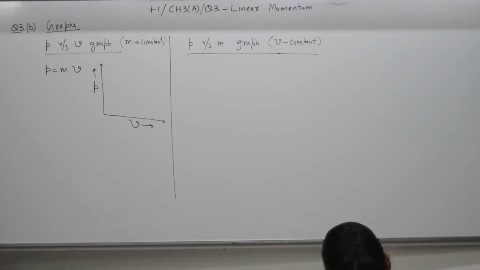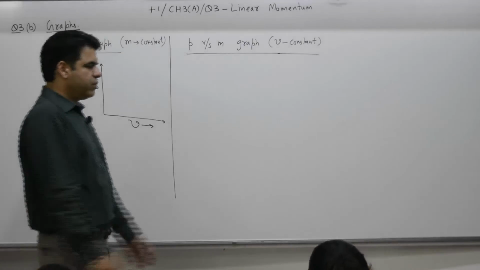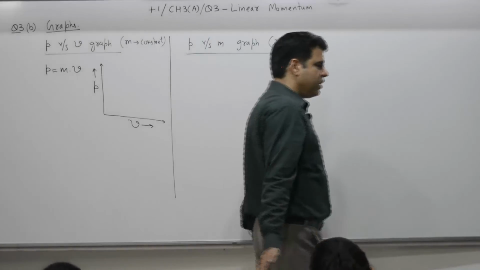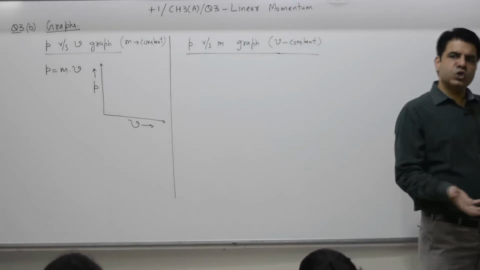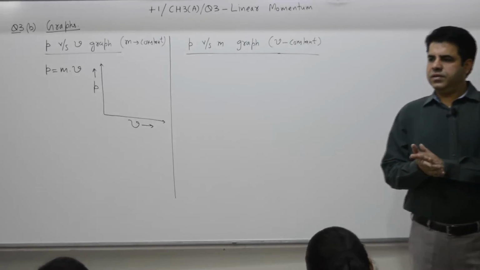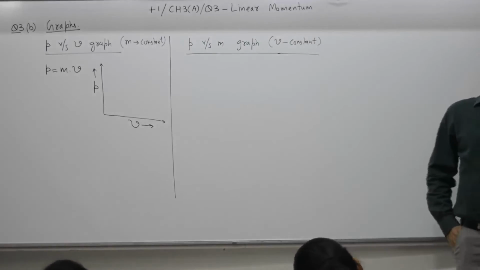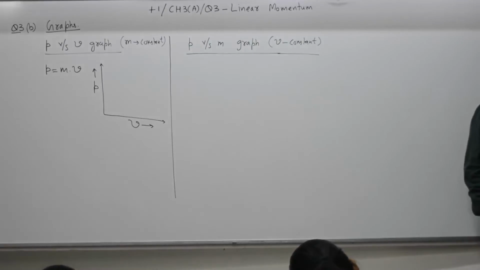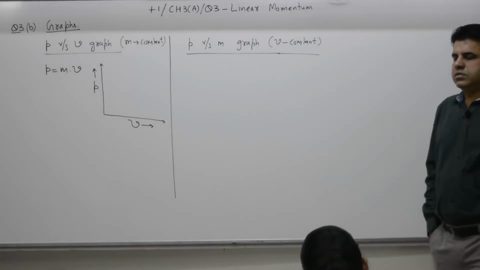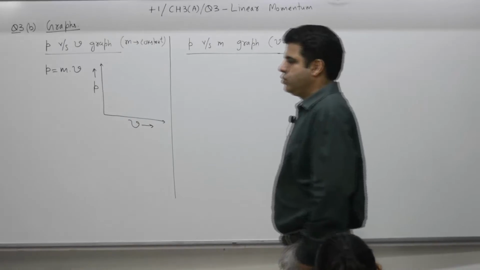2 minutes to try. Let's see how many of you. m constant means any value. You can take m is equal to 2. m is constant, so your choice, you can take any value of m. Say m is equal to 2.